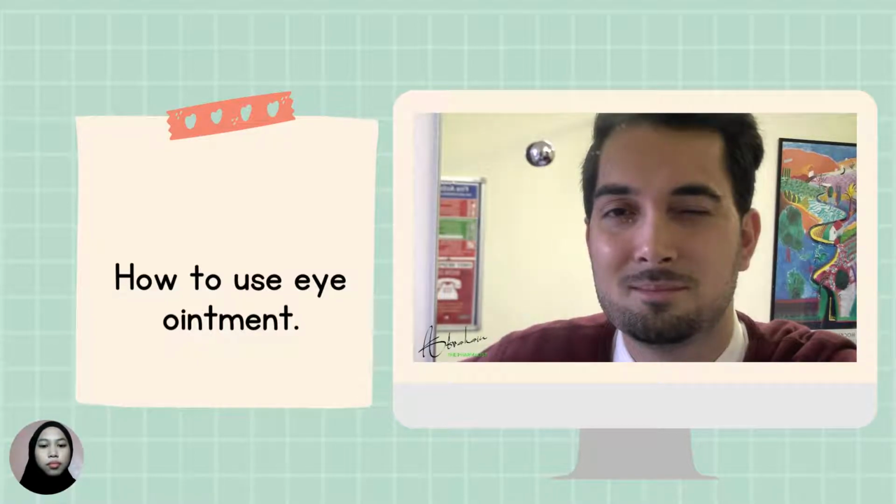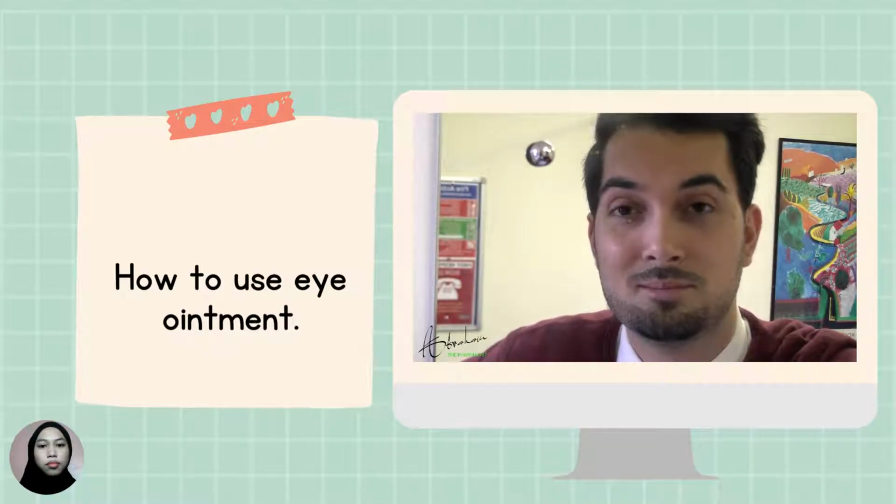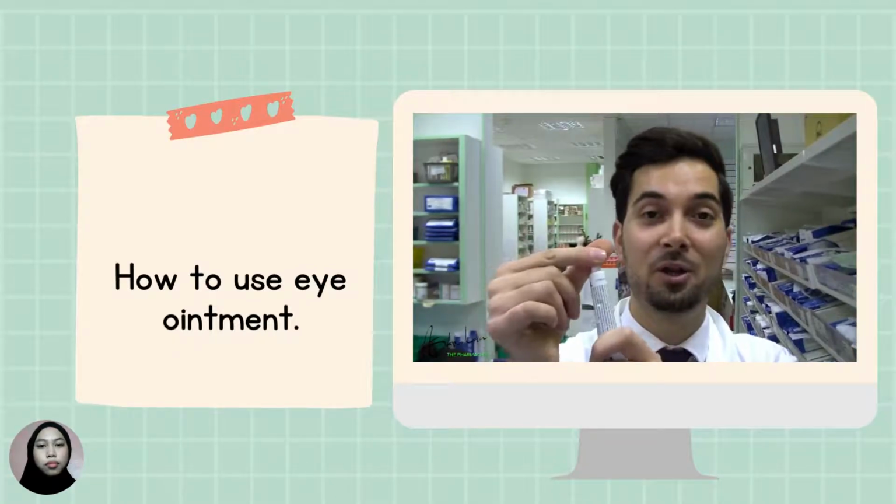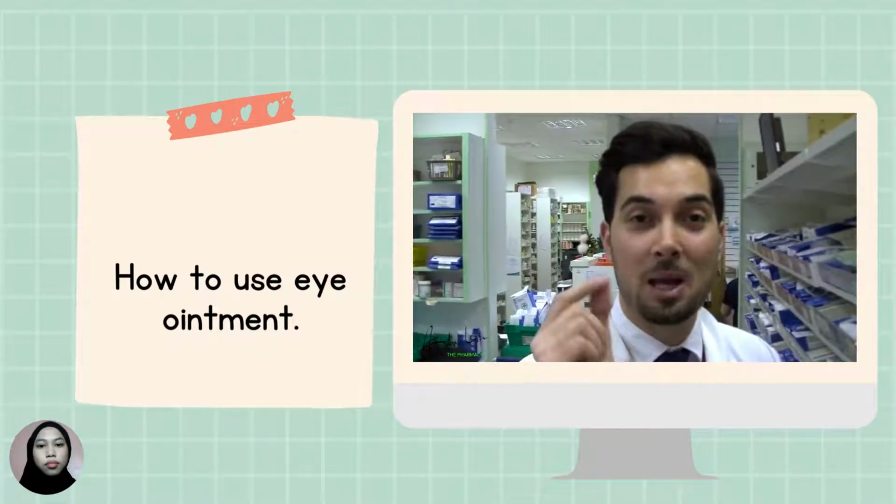Now close your eye for about 30 seconds to a minute, then blink a few times to spread the ointment around the inside of the eye. Then, recap and store, and now that you know the basics, here are some important tips about eye ointments.